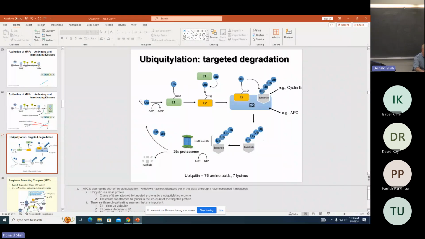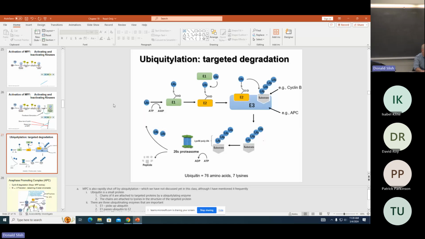So ubiquitination. Ubiquitin is a small protein. It's about 76 amino acids, and it's got 7 lysines in it. Lysine is important because ubiquitin gets added to lysine residues. So we've got 3 enzymes that are important for ubiquitination. You've got E1, E2, and E3.